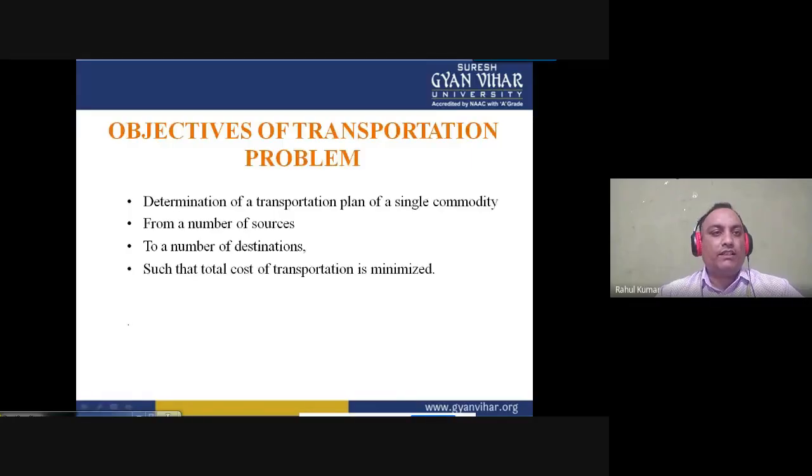The objective of the transportation problem: the first objective is determination of a transportation plan of a single commodity from a number of sources to a number of destinations such that the total cost is minimized. The main problem here is that the total cost function is minimized. Then go to the next slide.